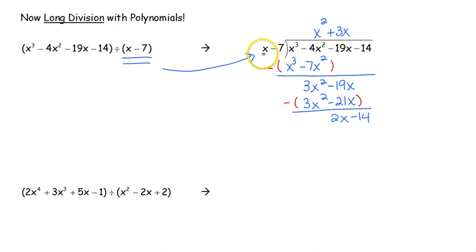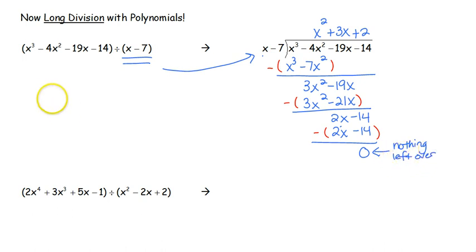And then again, what do we have to multiply x by to get 2x? Well, we have to multiply by 2. 2 times x is 2x. 2 times a negative 7 is a negative 14. We distribute, or subtracting that. So 2 minus 2 is nothing. Negative 14 minus negative 14, that makes that a positive, which is 0, which means nothing is left over, which means we have no remainder.